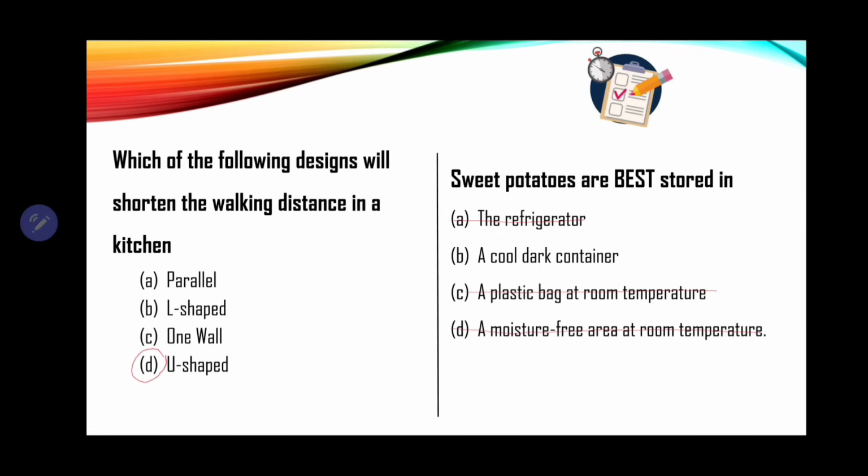Right? So even though it says a moisture-free area, which is good, and at room temperature, if the potato is exposed to light, what if it's at room temperature and then, based on where it is placed, it is exposed to light? Now that can also speed up the reaction of the potatoes being contaminated and also spoiled. So the best answer here is a cool, dark container, which prevents exposure to light and is also at room temperature as well. Good? Awesome.